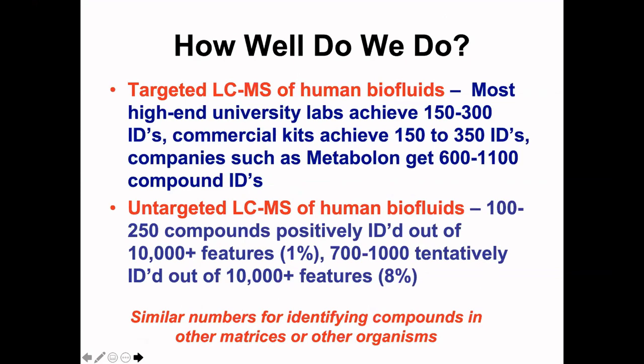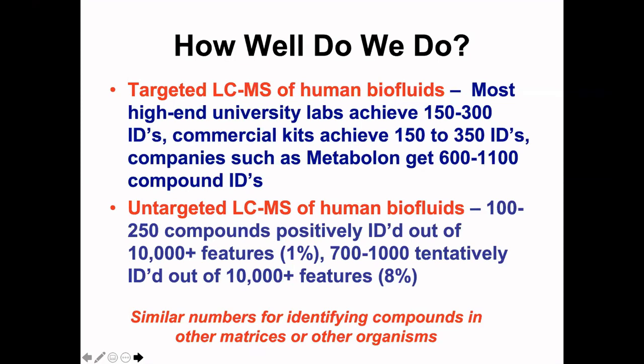Now, metabolomics lags behind genomics and proteomics. We do not get complete coverage, whereas with genomics, it's standard to fully sequence all genes. With proteomics, we can typically identify about 10,000 proteins. With metabolomics, we're really happy if we can get maybe 150 to 300 compounds identified.